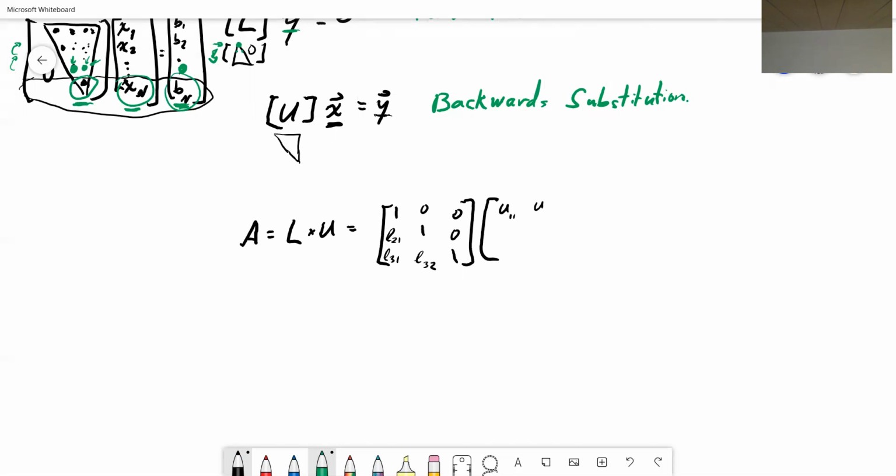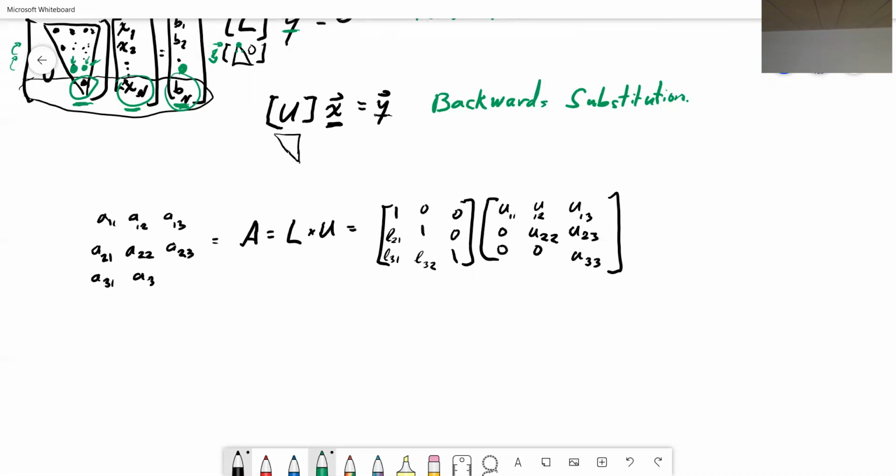U11, U12, U13, 0, U22, U23, 0, 0, U33. Right? So this is equal to A, and A will be A11, A12, A13, A21, A22, A23, A31, A32, A33. All right.